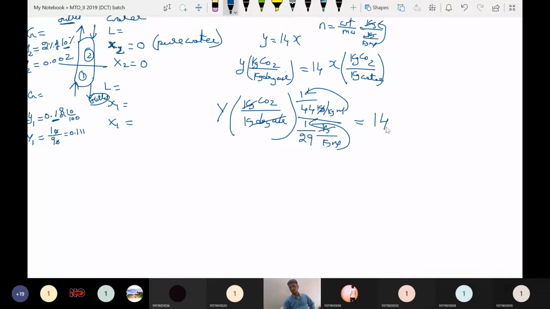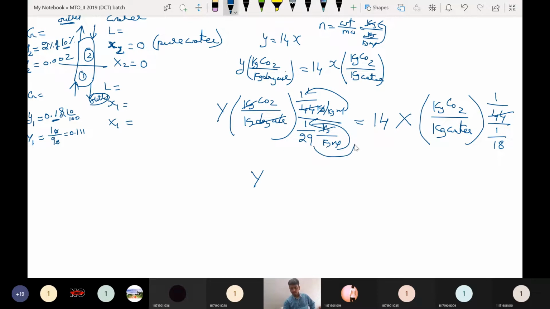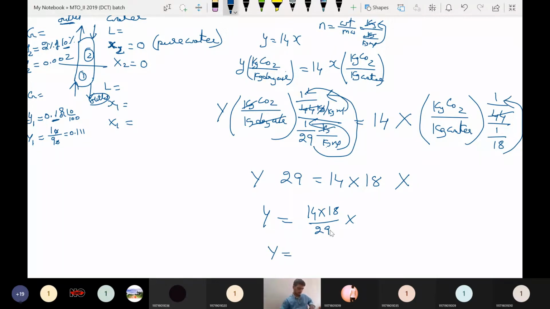Then this is equal to 14, and this also has to be converted to capital X. So here also it is kg CO2 per kg water. To convert this kg CO2, we divide with 44, the CO2 molecular weight, then kg cancels and kilomole is obtained. Once again to convert kg water to kilomole, we divide with 18. So finally we get Y. This 44 and this 44 cancel out, and this 29 goes to the numerator. That is Y into 29 is equal to 14 into 18 X. So Y is equal to 14 into 18 divided by 29 X. This one yesterday we obtained around 8.734.